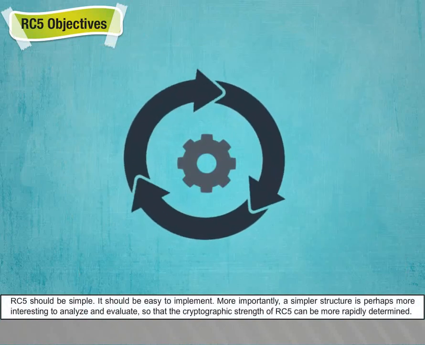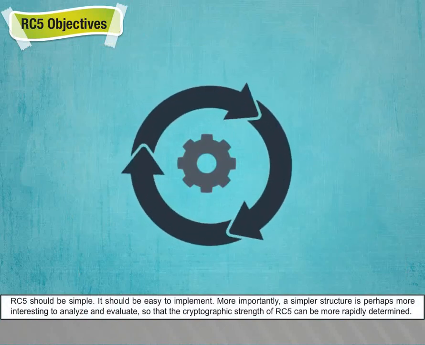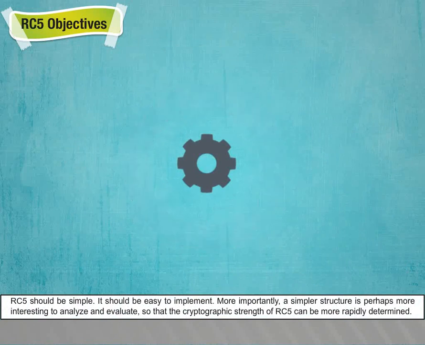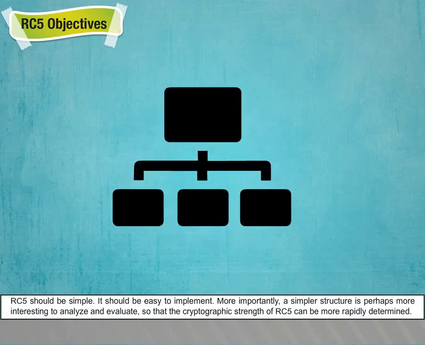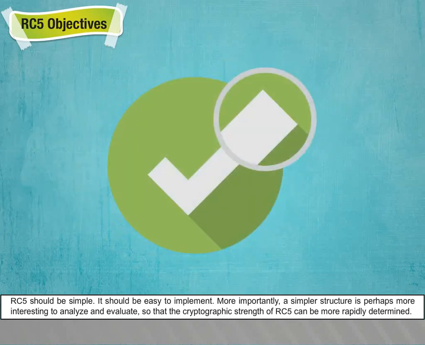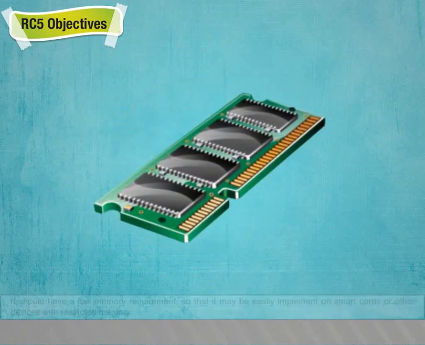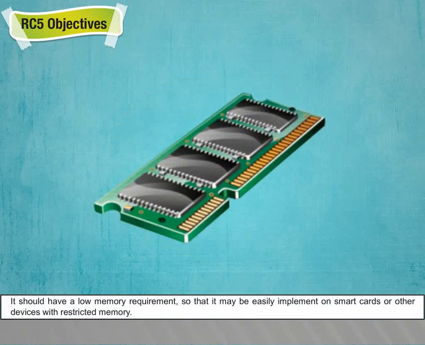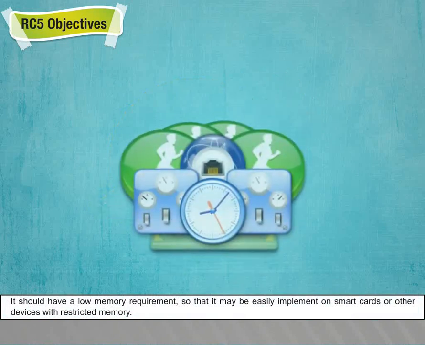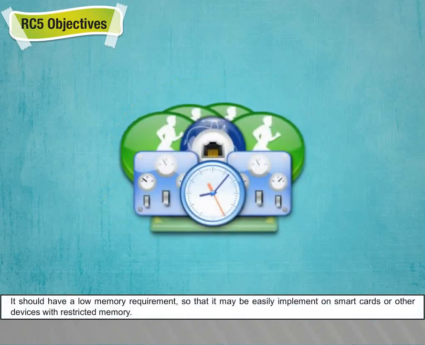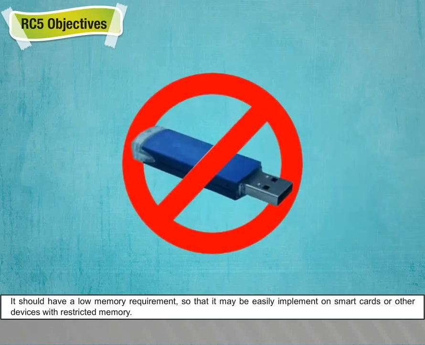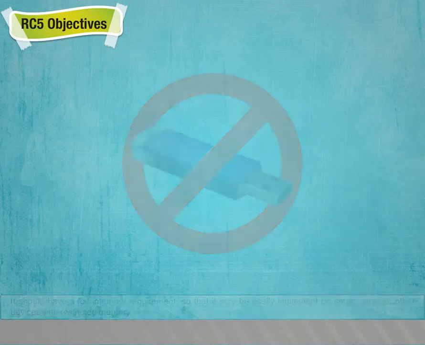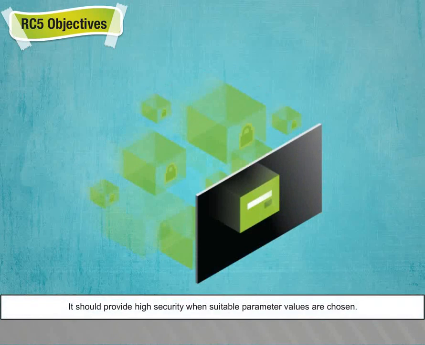RC5 should be simple. It should be easy to implement. More importantly, a simpler structure is perhaps more interesting to analyze and evaluate so that the cryptographic strength of RC5 can be more rapidly determined. It should have a low memory requirement so that it may be easily implemented on smart cards or other devices with restricted memory. It should provide high security when suitable parameter values are chosen.